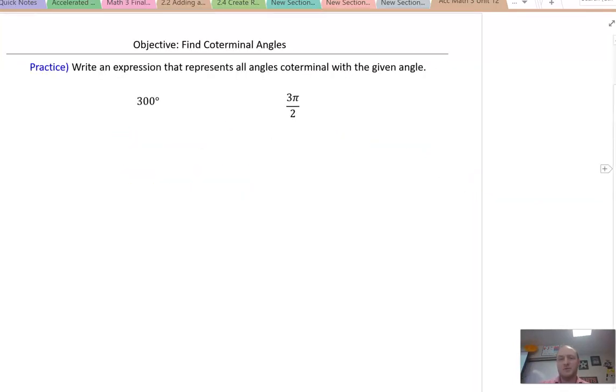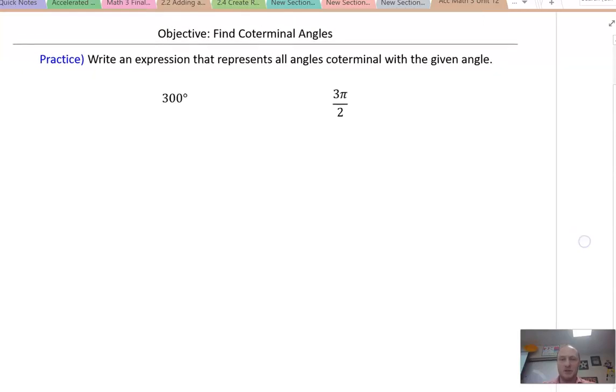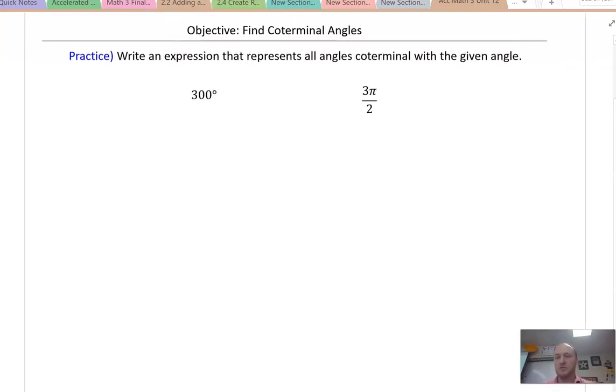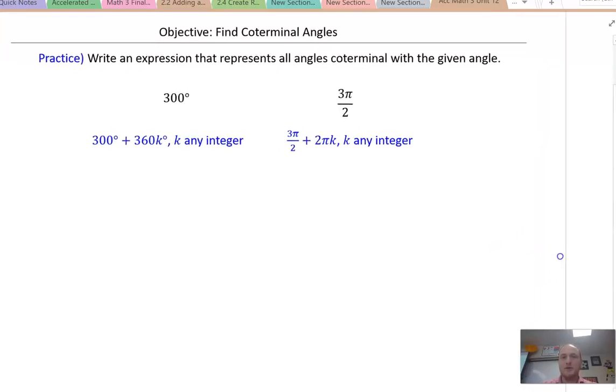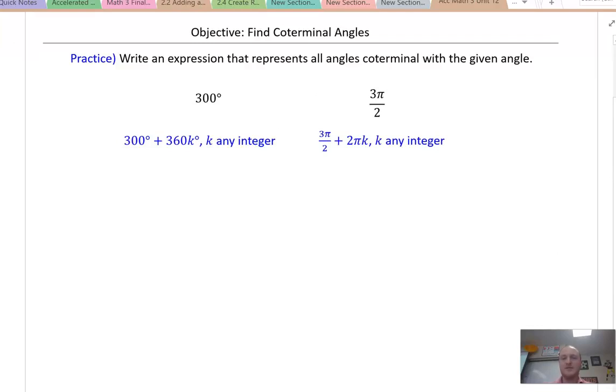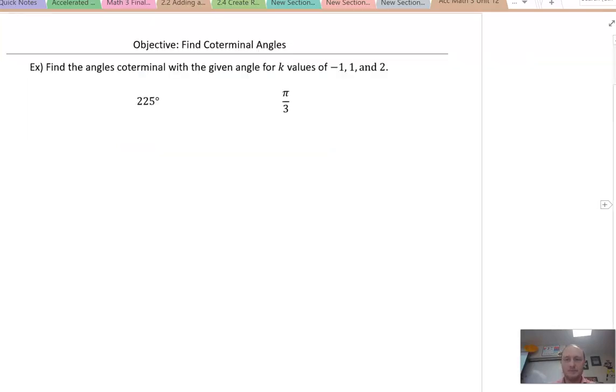Here are some practice problems. Please go ahead. I want you to write those expressions that represent all angles coterminal with these angles. All right, hopefully you have paused the video and tried these. Here are your solutions. Remember the degrees, right? So if I have 300 degrees, I have to add 360 degrees. And if I have 3 pi halves, then I have to add 2 pi, because we're talking radians. So those are just subtle differences.